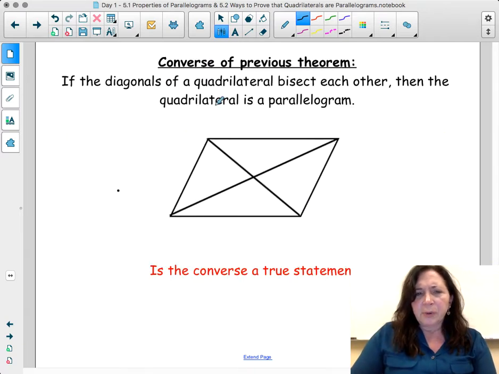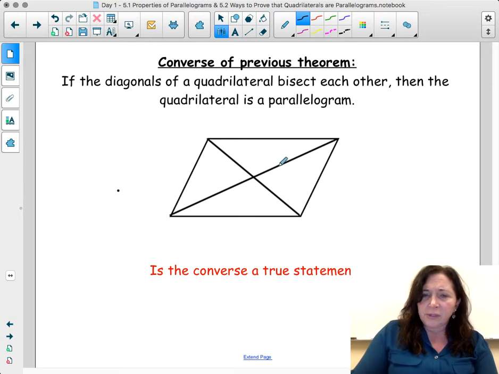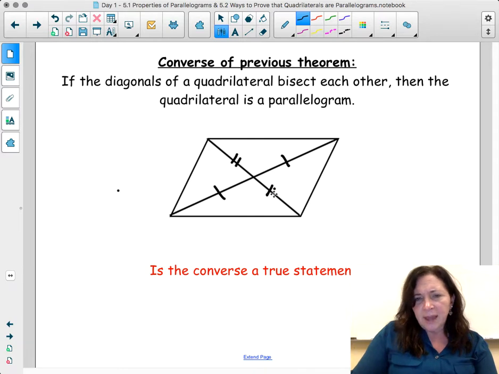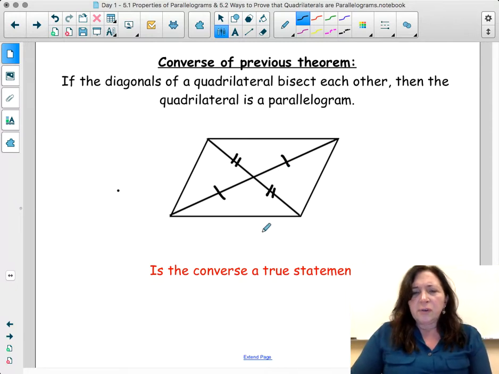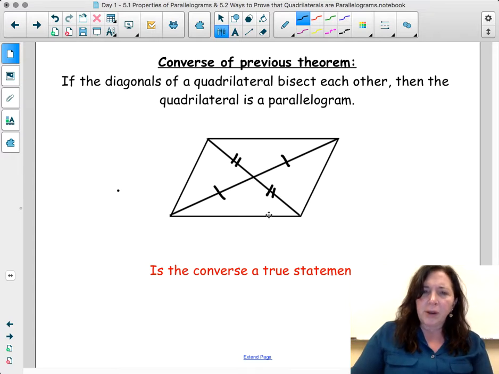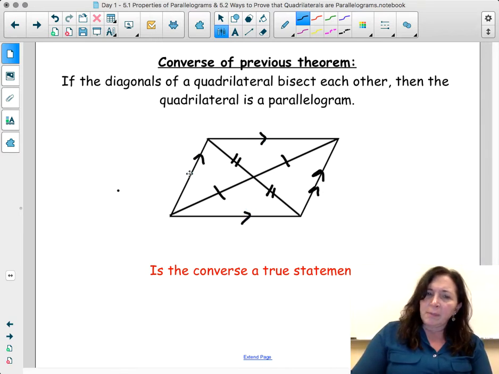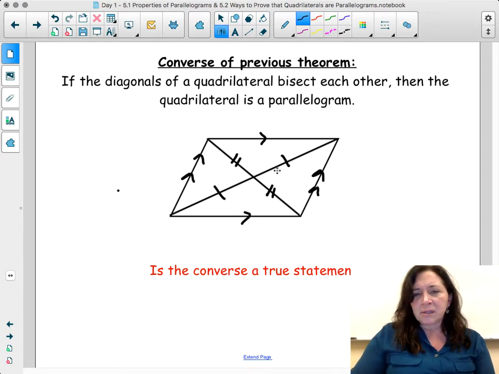The converse of the previous theorem: if the diagonals of a quadrilateral bisect each other, so they're saying if this is equal to this and that is equal to that, then this quadrilateral is a parallelogram. So is this true? Yes. But it has to be both pairs of the diagonals bisecting each other. If that's the case, it does make this a parallelogram, which means, by the definition of a parallelogram, both pairs of opposite sides are parallel.